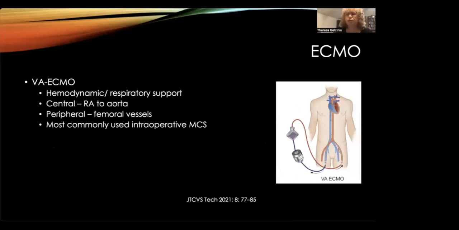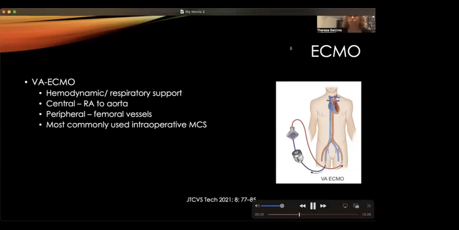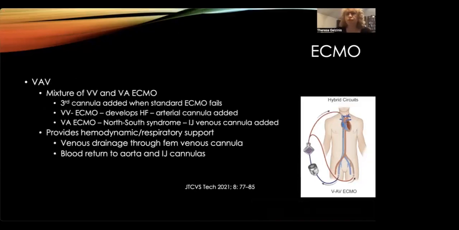VA ECMO provides hemodynamic and respiratory support and can either be central, which is the right atrium to the aorta, or peripheral, where the femoral vessels are used. It is the most commonly used intraoperative mechanical circulatory support device. VAV is a mixture of VV and VA ECMO. A third cannula is added when standard ECMO fails.